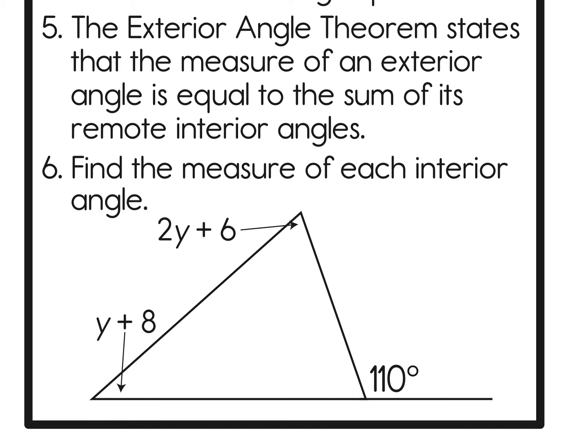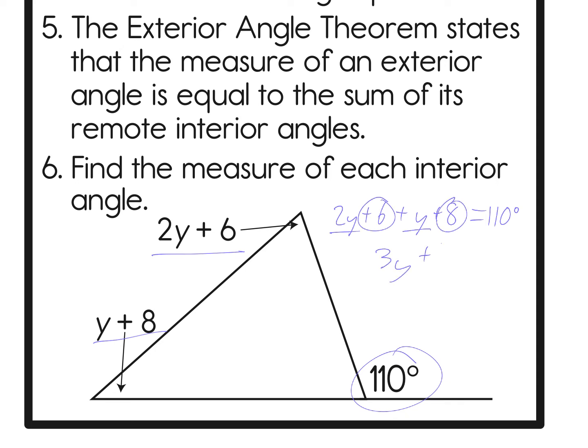Now, let's find the measure of each interior angle. We said that any exterior angle, in this case 110 degrees, is equal to the sum of the 2 interior angles that are not adjacent to it, or the remote interior angles. So we're going to add together 2y plus 6 and y plus 8. When we combine like terms, we get 3y plus 14 equals 110 degrees.